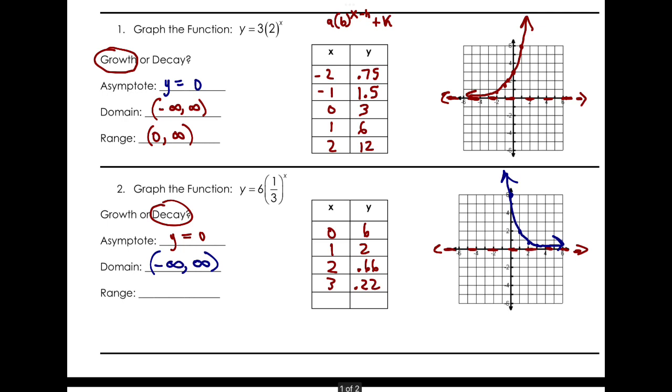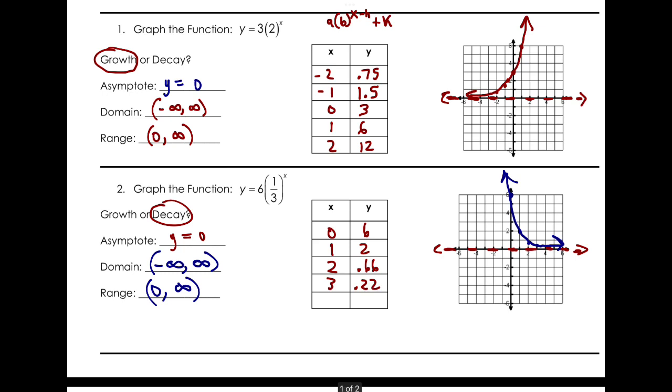So let's talk about the range. The range, it's bottom to top. So what's the lowest this is going to go down? Well, the asymptote's right there, so we know it's not going to go less than 0. So it's 0, comma, and then how high is it going to go? It's going to go up forever.